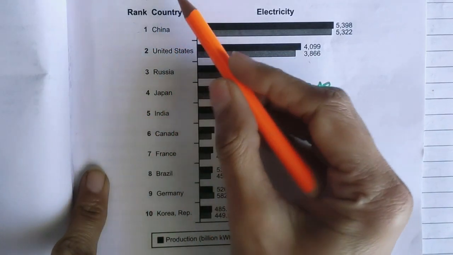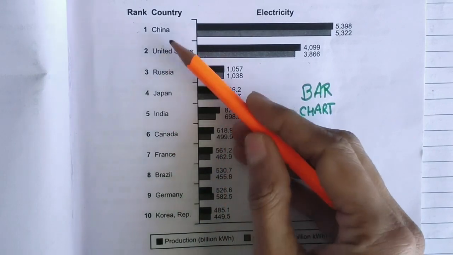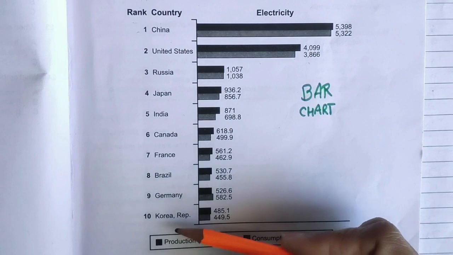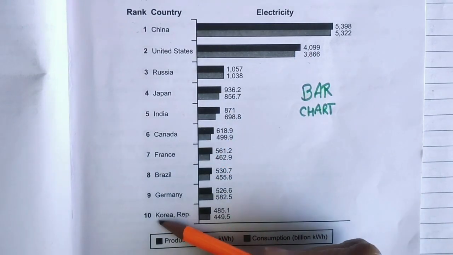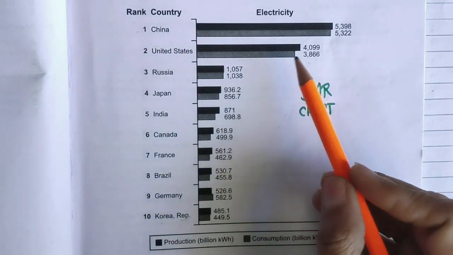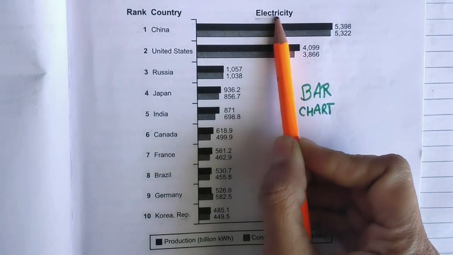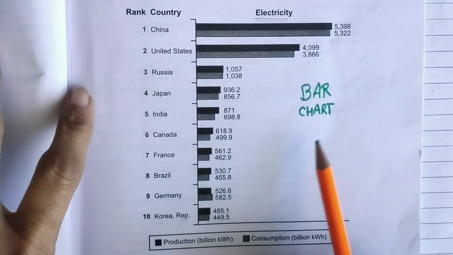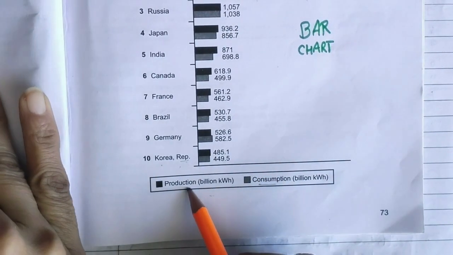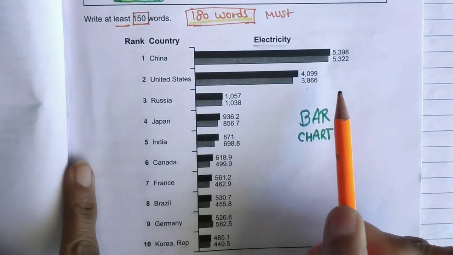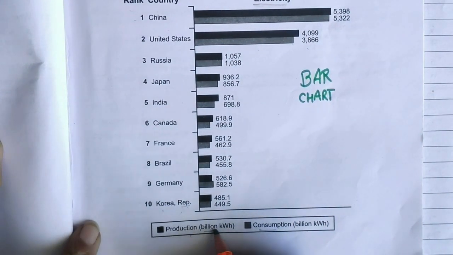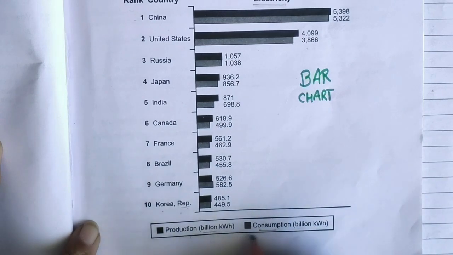Rank and country, so these are the countries' names: China, United States, Russia, Japan, India, Canada, France, Germany, Korea. Korea means Republic of Korea. They are talking about the production and consumption of electricity, and the information is given in billion kWh.